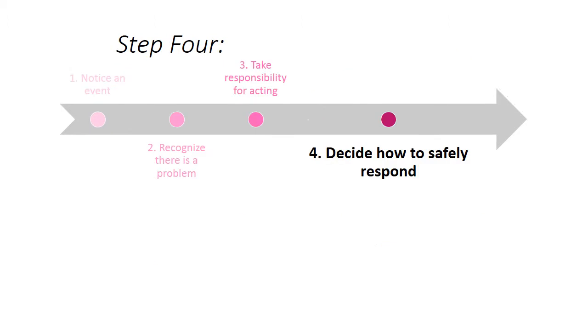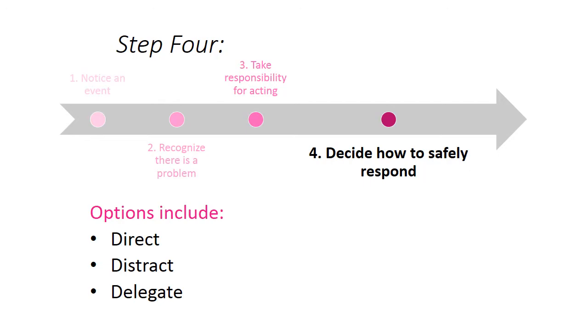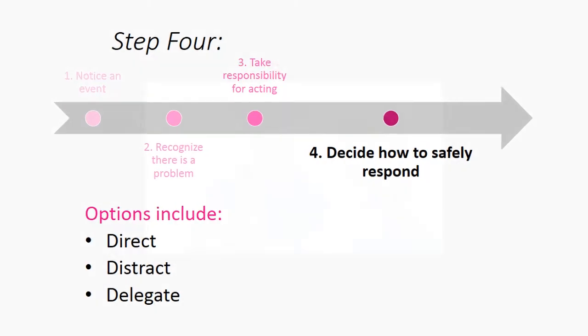In step 4, you decide how to intervene safely. Some of the options include directly responding, using a distraction technique, or delegating for someone else to intervene. Let's review these 3 options in a little bit more detail.